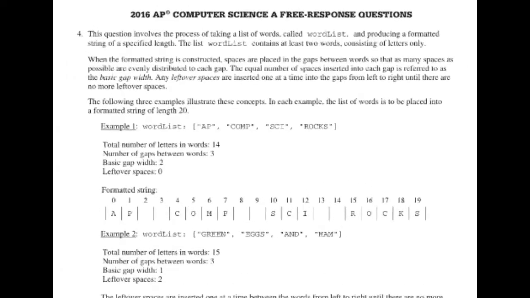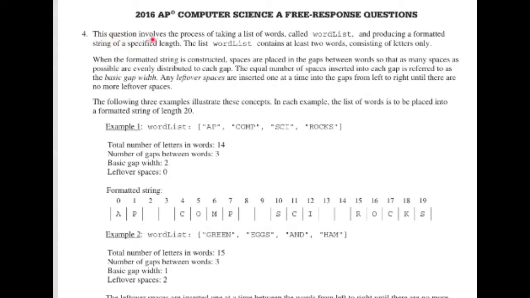So if we take a look at this, I'm going to read it from the top again. This question involves a process taking a list of words list and producing a formatted string of a specified length. The word list contains at least 2 words consisting of letters only. When the formatted string is constructed, spaces are placed in the gaps between words so that as many spaces as possible are evenly distributed into each gap. The equal number of spaces inserted into each gap is referred to as the basic gap width. Here it is. Any leftover spaces are inserted one at a time into the gaps from left to right until there are no more leftover spaces.